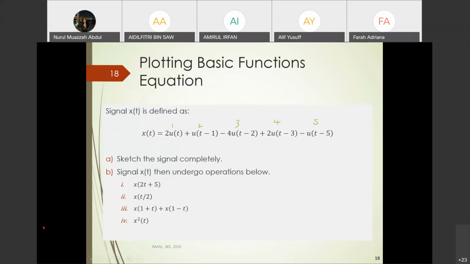Madam, separately one by one or combine everything at once? No, you do it step by step, just like my previous slide. And then you combine it together. It should become one function, which is x(t), the new function. Okay, try to do it first.